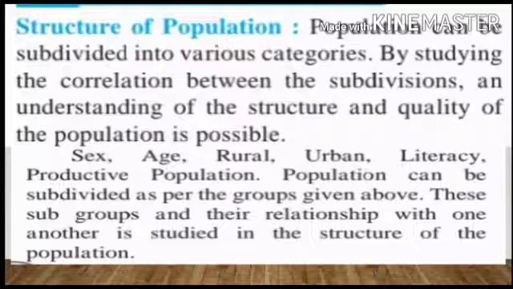The last one is structure of population. Population can be subdivided into various categories. By studying the correlation between the subdivisions, an understanding of the structure and quality of the population is possible. Means this whole population, how many people are living in a country, they are divided on the basis of sex, that is male or female, age, that is small children, teenagers, middle aged people and older people, rural and urban, that is city and village people, literacy, educated, uneducated people.